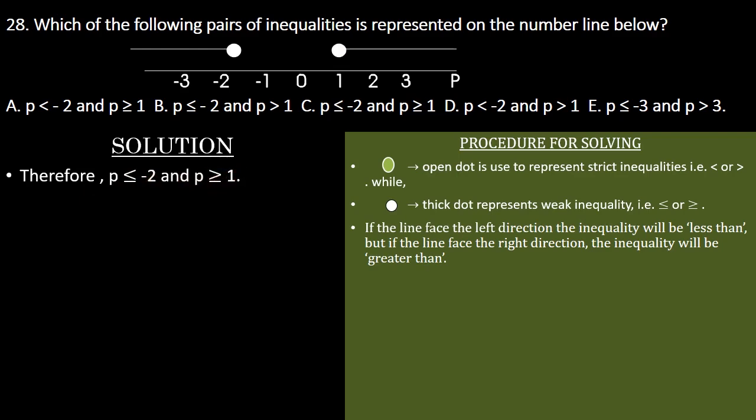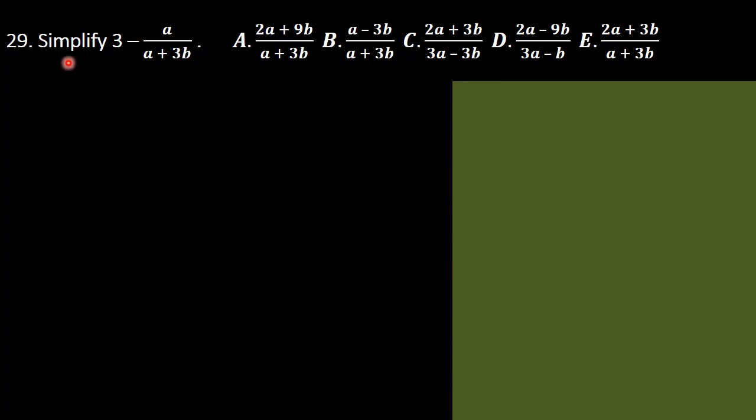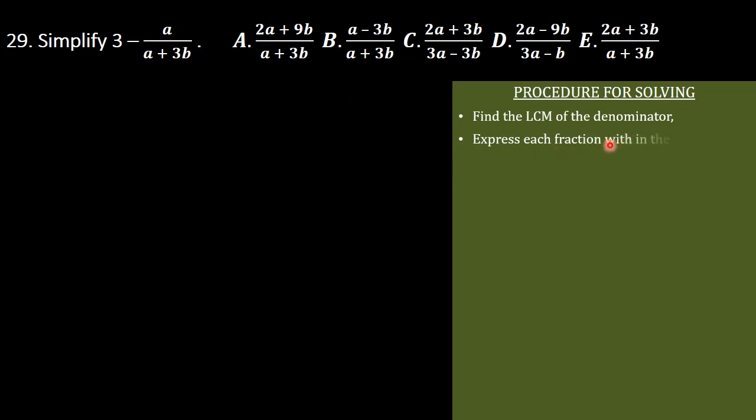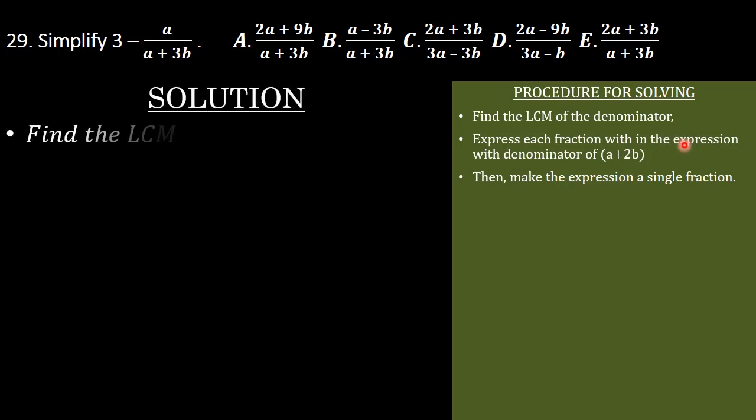Question 29. Simplify 3 minus a over a plus 3b. Let's check the procedure for solving this. Find the LCM of the denominator. That's step 1. Then make the expression a single fraction. Let's check the solution. The LCM is a plus 3b.